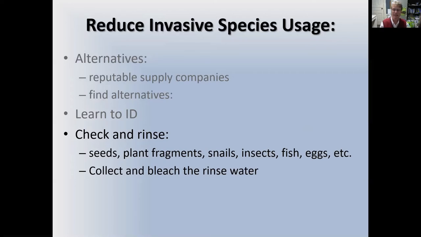Also, if you are shipped a plant that you've ordered through a legitimate supply company, make sure that you double check it. It could have other species attached to it, whether it's plant fragments from an invasive species. I've given you just a few examples there. And what you'd like to do is, first of all, rinse it and collect the rinse water, bleach it before you dispose of it. Obviously, you wouldn't bleach any animals that you found and ordered specifically for the purpose of use. But these would be any hangers-on that are part of a new plant that you ordered, and you want to make sure that you are not introducing that.